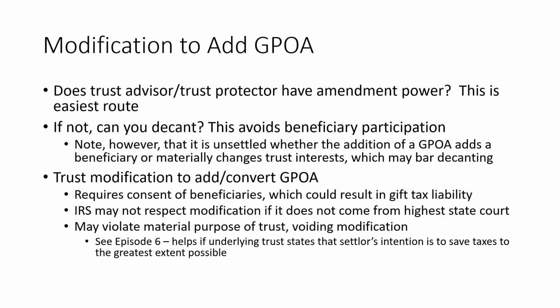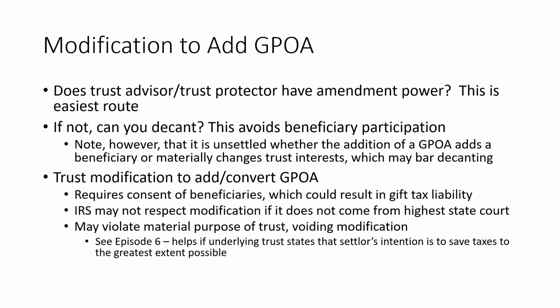But the problem is, depending on the state you're in, your decanting statutes, it's unsettled as to whether it would allow the addition of a general power of appointment, especially when there is an ascertainable standard discretionary distribution power, really because decanting is driven by an analysis of the trustee's distribution powers themselves. And then finally, you can look at an actual trust modification, maybe by non-judicial settlement agreement or by court approval, to add or convert a general power of appointment.